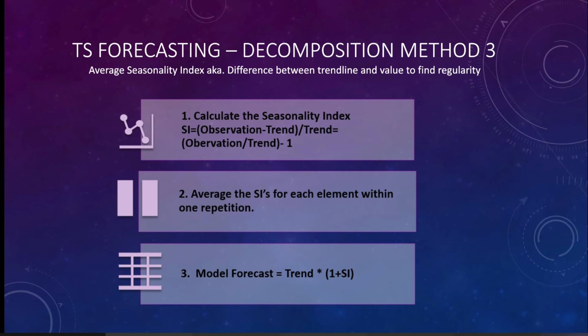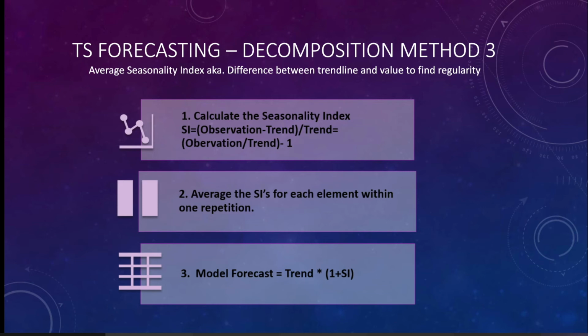Calculating the seasonality index. Basically, once you've made your trend line and you've made your forecast based on simple regression, what you now want to do is define, in percentage, how far away from that trend your actual observation is. And to do that, you can use the formula that is presented in step 1.